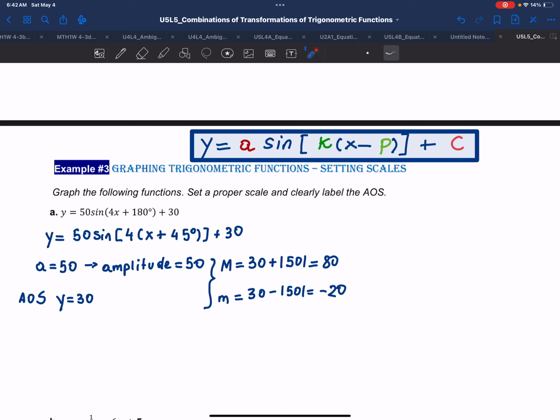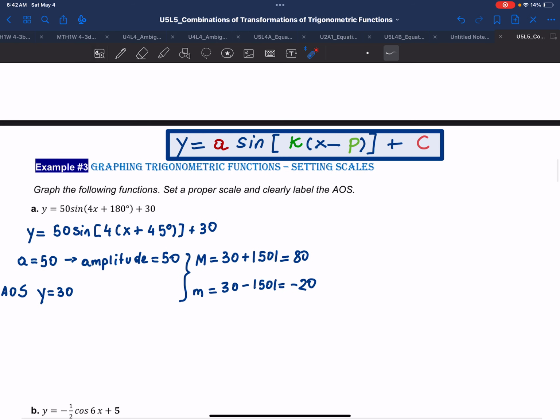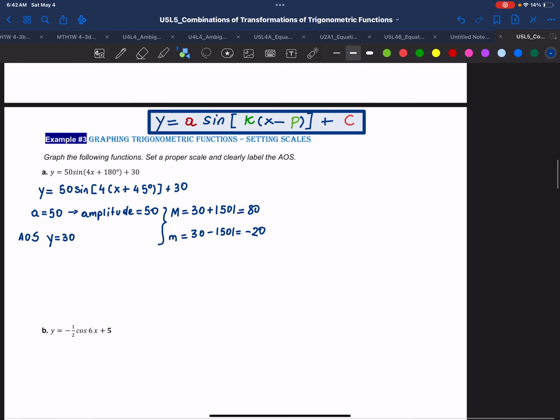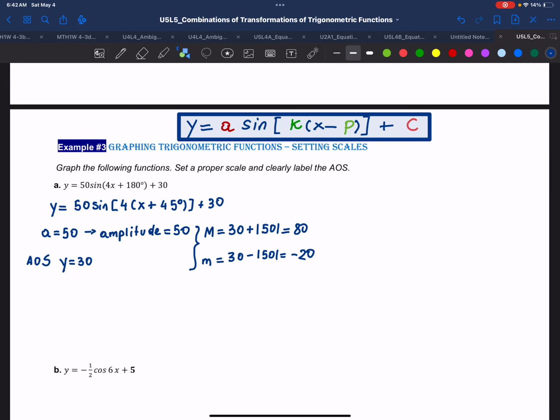So knowing what the max, the min, and the axis of symmetry is will help me understand where to draw the horizontal axis. As you can see, the values of y will vary from 80 to negative 20, which means we're going to need plenty of room in the positive y values, not as much in the negative y values. If I were to draw the horizontal axis in this much space that I have, I can draw it at the bottom down here.